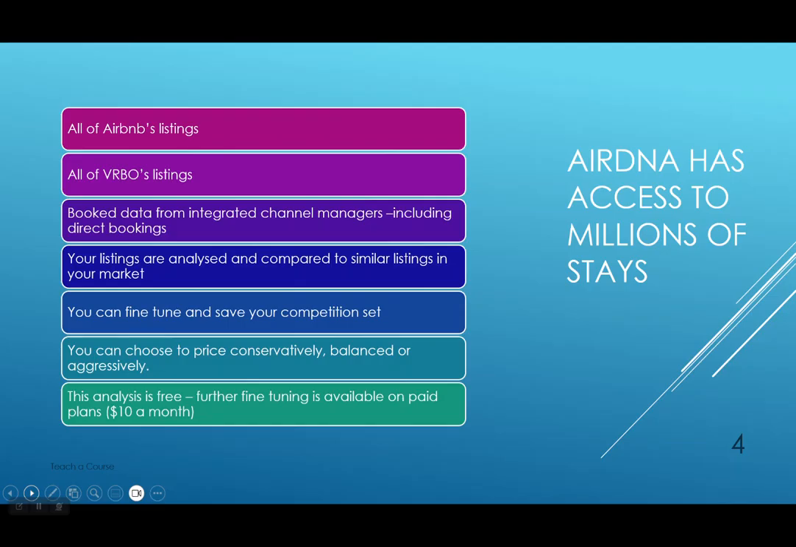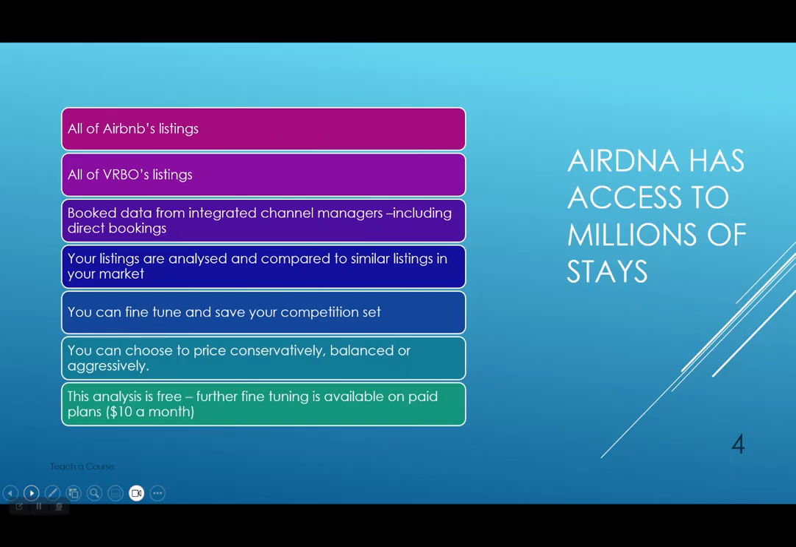So AirDNA doesn't just say, well, you're in Appledore in Devon. We've got 150 properties in Appledore in Devon. This is the average price of properties in Appledore in Devon. What it does is it looks at properties with similar numbers of bedrooms, of bathrooms, that sleep however many. It looks at your actual closest area, so the cottages nearest to your individual cottage, and it picks properties that it believes are similar to yours.